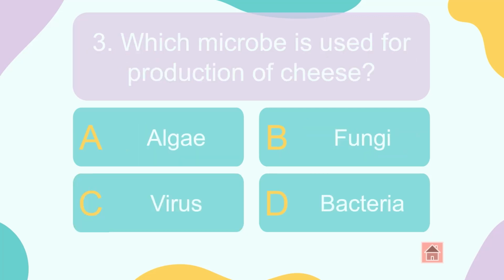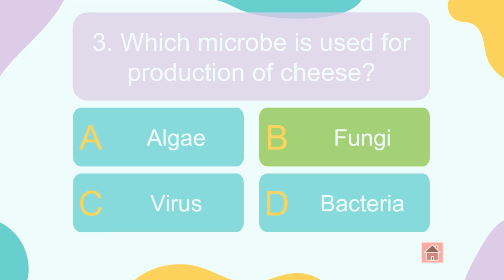Now, which microbe is used for production of cheese? A. Algae. B. Fungi. C. Virus, or D. Bacteria? Pause the video if you need extra time. Okay, and the correct answer is B.